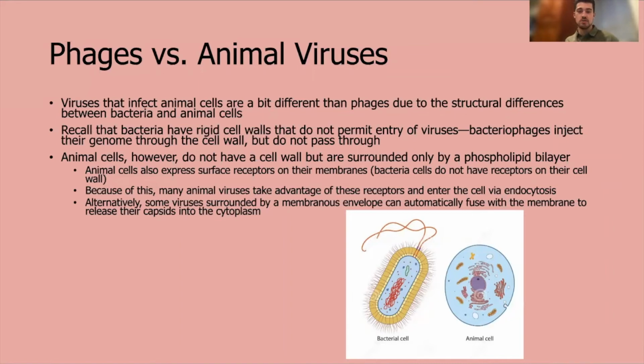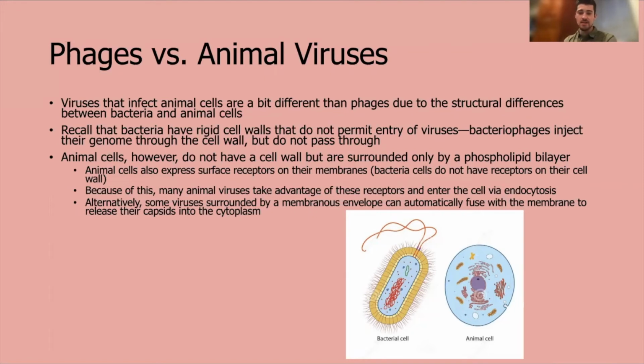Animal cells also express surface receptors on their membranes, like we mentioned. Bacteria cells do not have receptors because they have a cell wall. So because of this, many animal viruses take advantage of these receptors and enter the cell via endocytosis. Alternatively, some viruses surrounded by a membranous envelope can automatically fuse with the membrane to release their capsids into the cytoplasm. And I put a picture at the bottom so you can get a sort of visualization of how a bacteria cell and an animal cell are a little bit different.